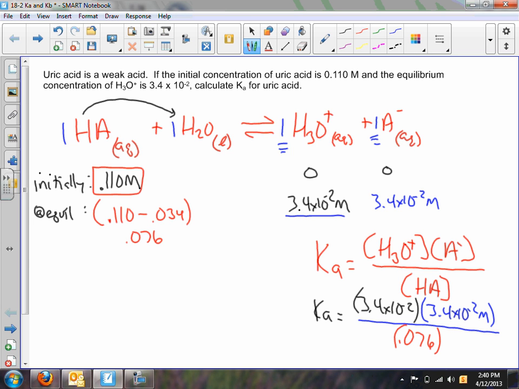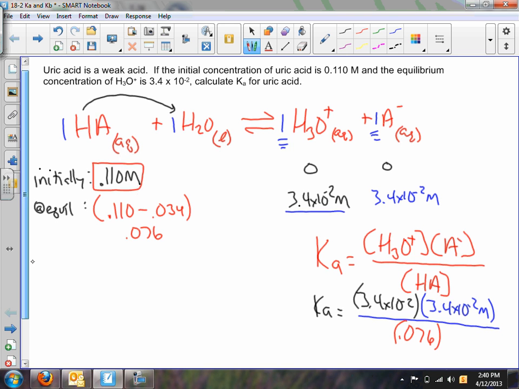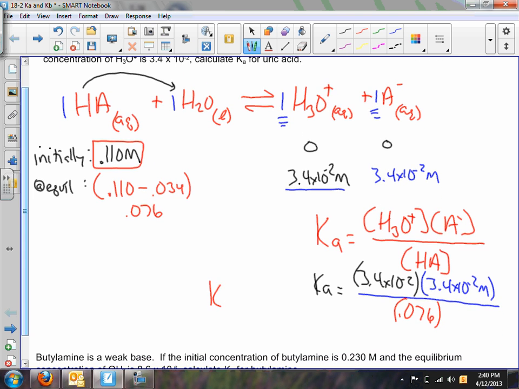When you multiply the top 2 divided by the bottom, I believe you get a Ka of 0.015.